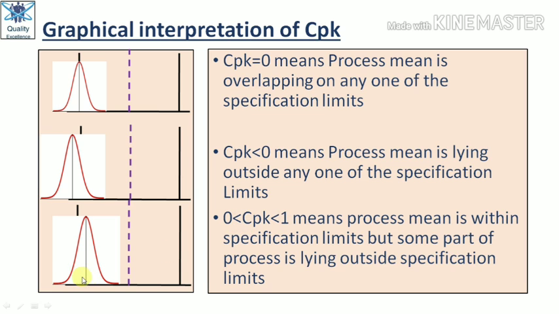And some of the part of your process will be lying outside either the lower specification limit, and in the similar case here also if it lies outside the upper specification limit. In both the cases your CPK will be between 0 to 1.